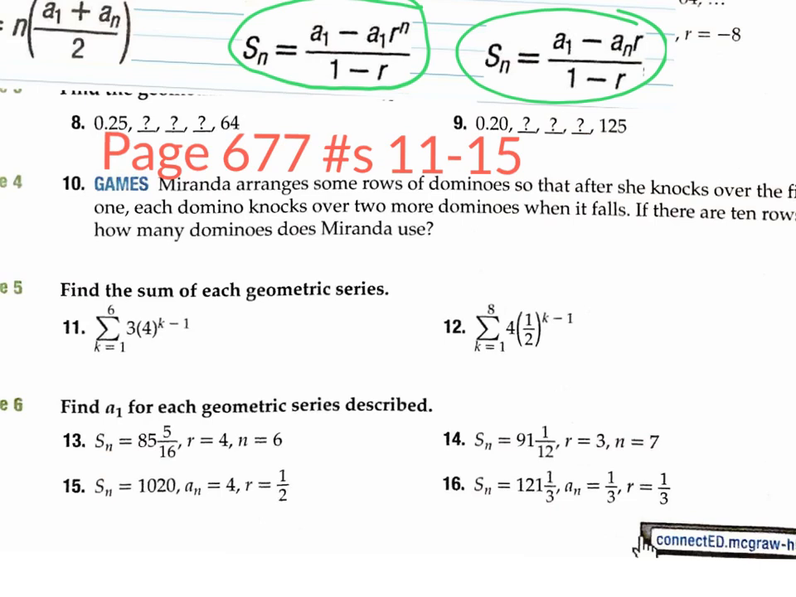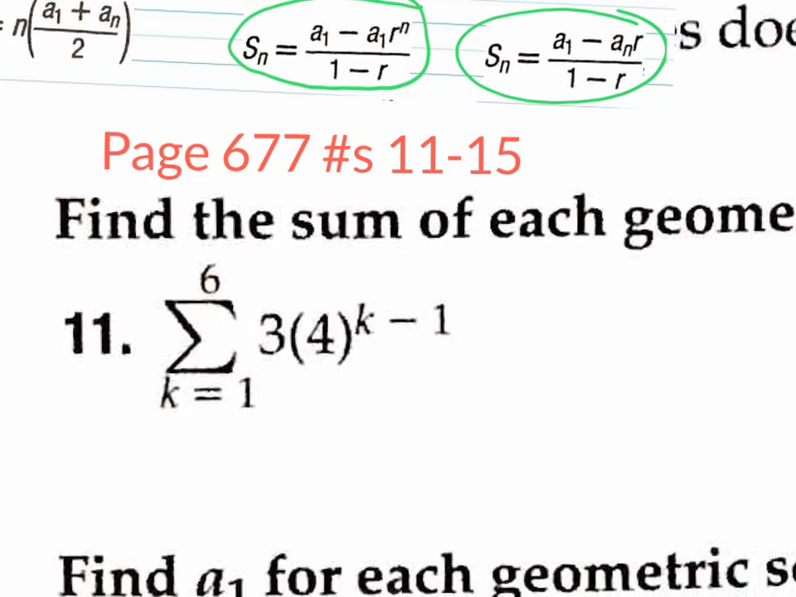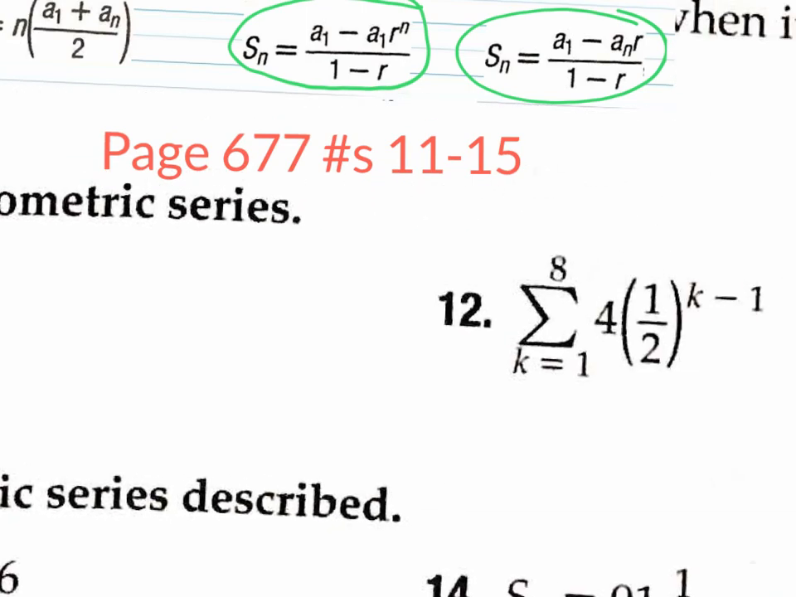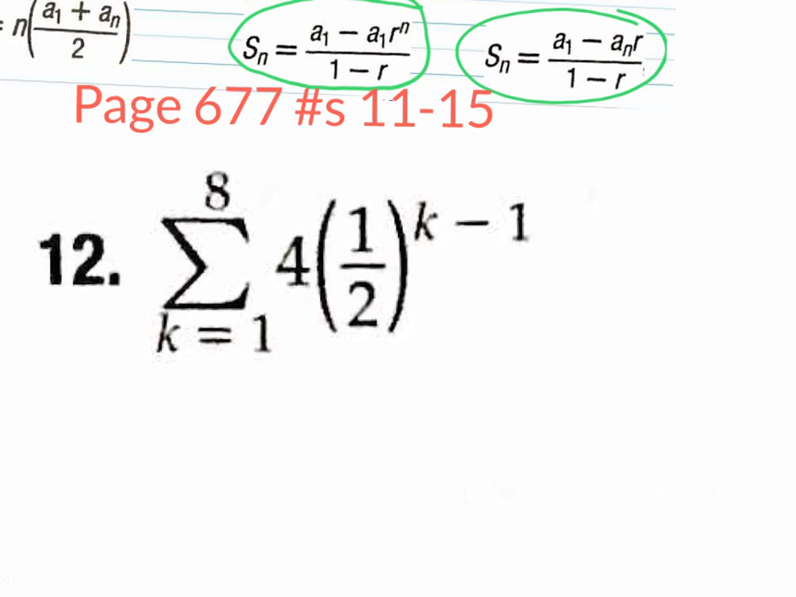I'll do number 12, okay? Number 12 says find the sum of each geometric series. You could do number 11. If you don't want to go through the PDF, just hit pause, copy down number 11 in your notebook. I am going to do number 12 right now. Okay, 12 is right here. And the question is, which formula will I use?